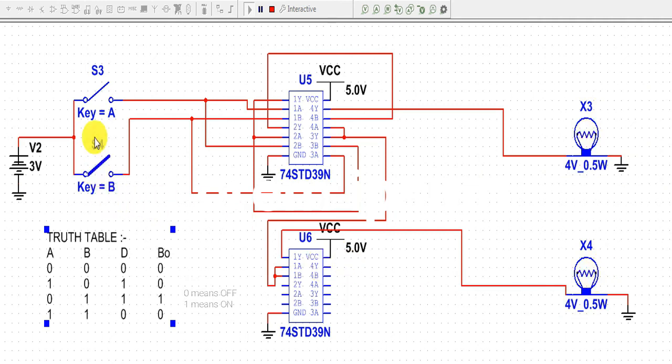Now for the fourth case, if we close both switches, then we get neither the difference nor the borrow bit. So this is the entire connection and realization of the half subtractor on IC 7400.